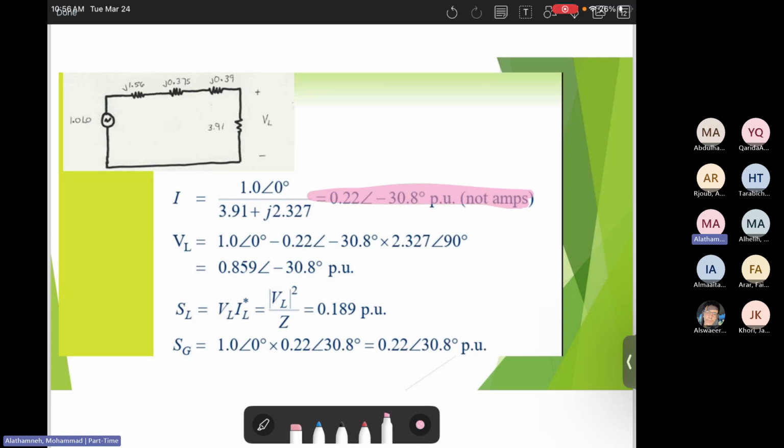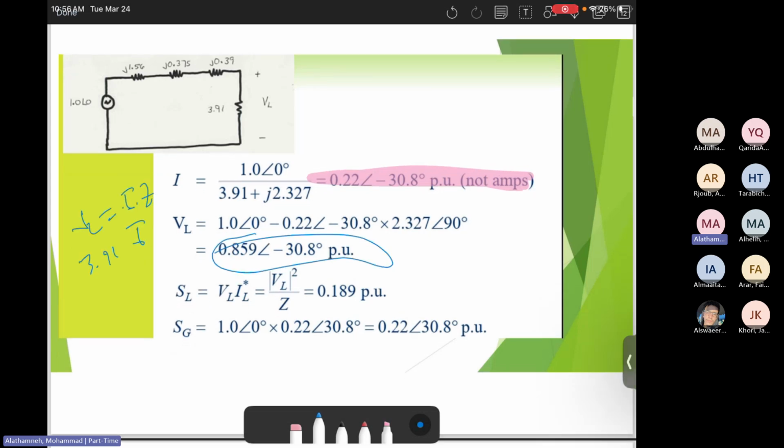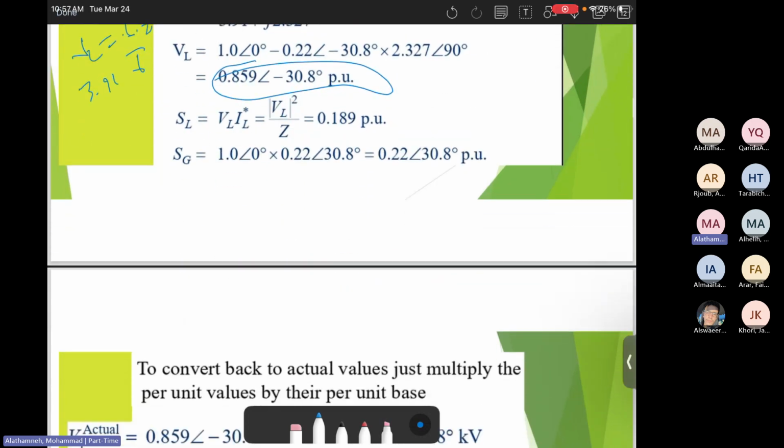It's the same thing for the voltage. The voltage V load equals I times Z. So I times R, which is 3.91 times I, which will be 0.859 angle negative 30.8 degrees per unit. Then in order to calculate the total power for the load, it will be V times I, which is V load squared divided by Z. Then we calculate it as 0.189.